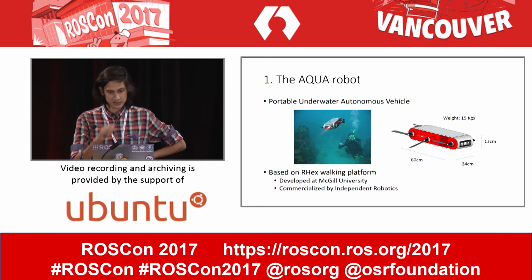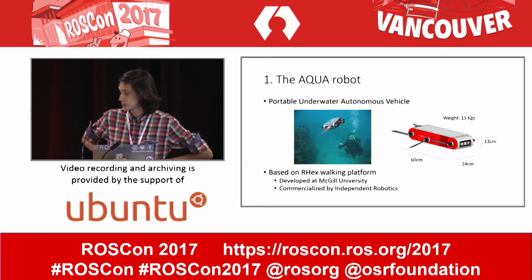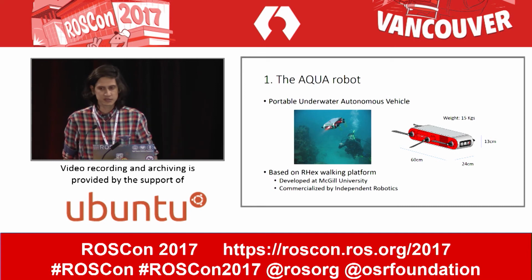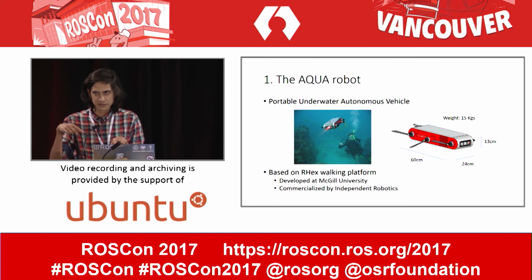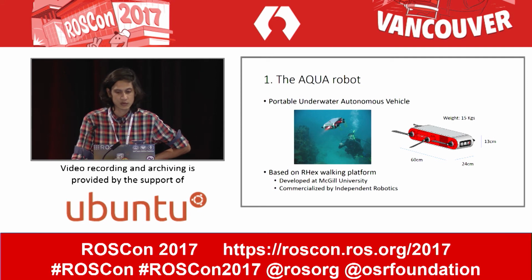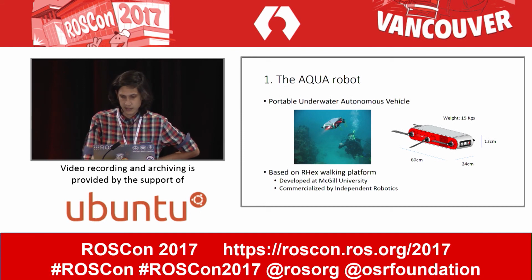So the AQUA robot is an amphibious six-legged robot capable of autonomous operation. Its propulsion system is based on six flippers, so it just moves its flippers and it gets propulsion in the opposite direction. It's based on the Rex walking platform. And this underwater version was developed at McGill University.